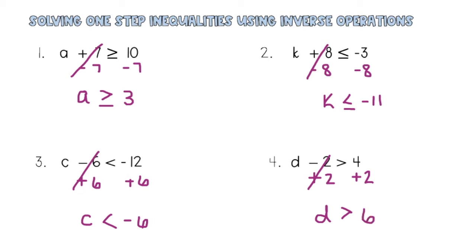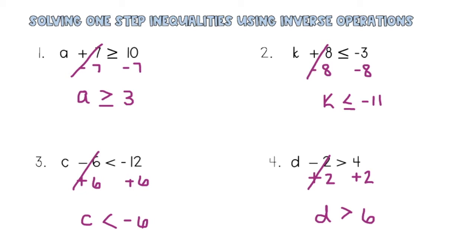Let's take a minute and think about what our inequalities mean. So going back to number 1, a is greater than or equal to 3. So that means my answer could be any number that is greater than or equal to 3. So a could be 3, 4, 5, 6, 7, and so on.